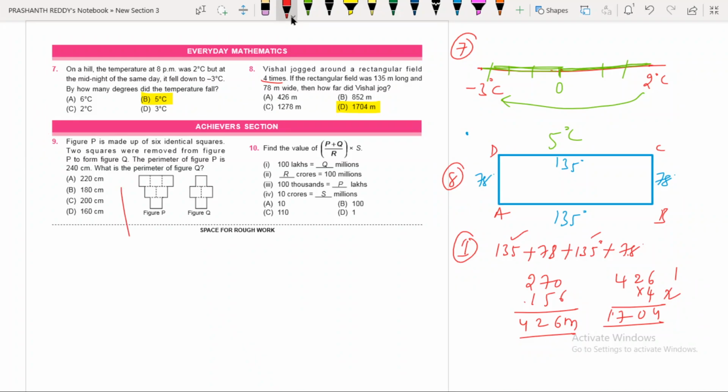This is figure P and this is figure Q, you know already. Figure P is made up of 6 identical squares: 1 2 3 4 5 6. Okay, it is made with 6 identical squares. Nice. 2 squares were removed from figure P to form figure Q. Okay? Then only 4 remain. Okay, nice. The perimeter of figure P is 240. Then what is the perimeter of Q?